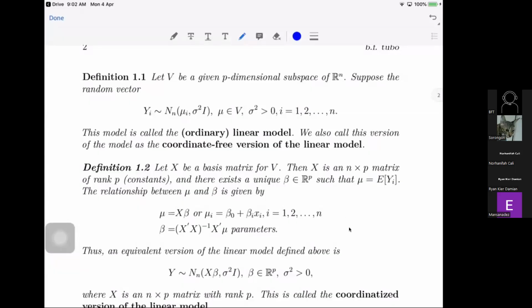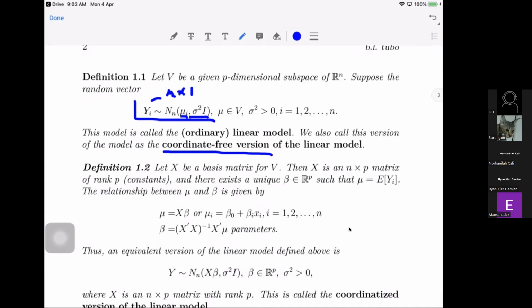So good morning. Let's continue with chapter 4 of Arnold. We have already discussed that there are two versions of the linear model. One is the coordinate-free version of the linear model, wherein we assume that our yi's are normally distributed. Our y are n by 1 vectors with mean mu sub i. So each of the yi has its corresponding mean and it has a constant variance sigma squared.